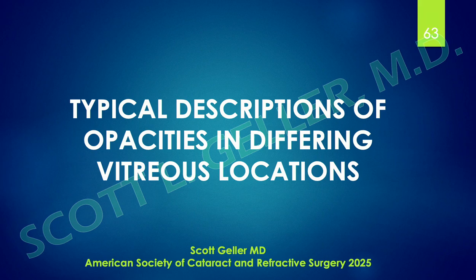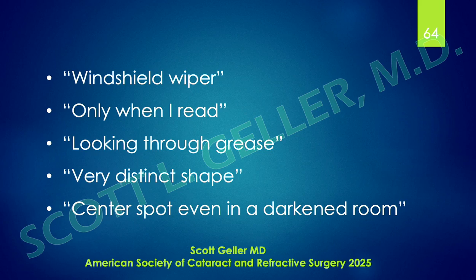So, the typical descriptions of opacities in different locations. Let's go over this again. Let's just reiterate what I was saying. When a patient says it's like a windshield wiper, it's usually something in the mid-vitreous, and it's usually a fibrillar mass. When the patient says it's only when I read, it's usually behind their implant or behind their natural crystalline lens. They look down, and this opacity in the anterior vitreous enters the visual axis for a short period of time.